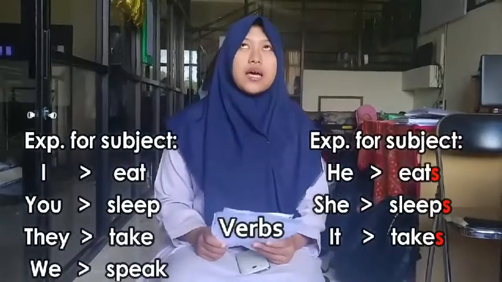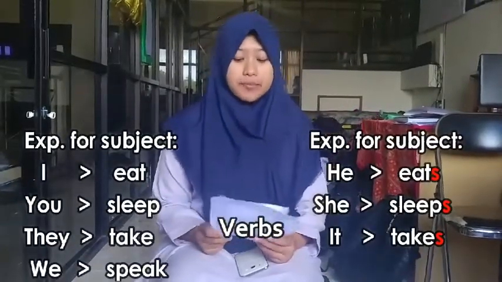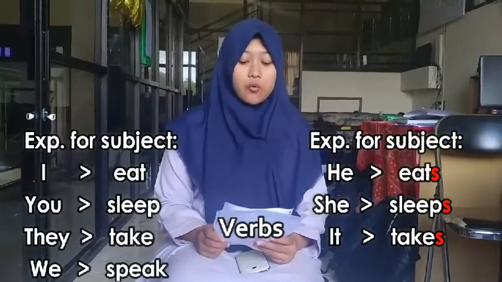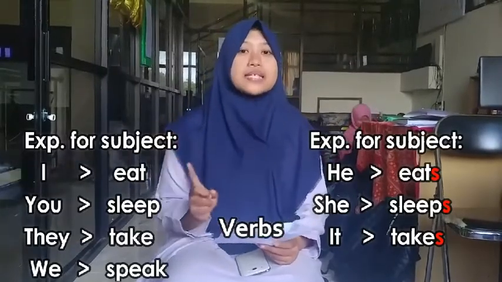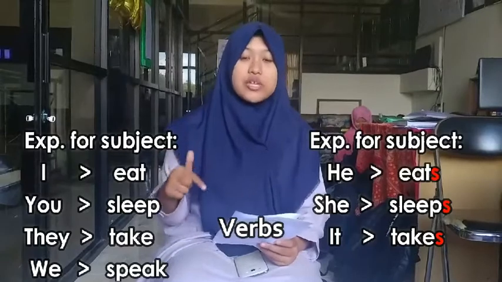For verb sentences, we use the verb 1 or general verb, and especially for the subject he, she, it, we add the letter s or es to the end of the verb. That is the explanation of simple present tense.